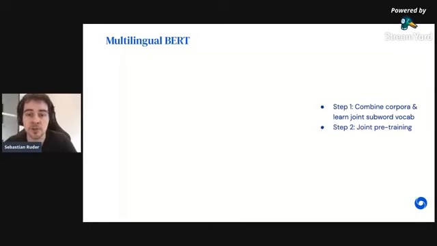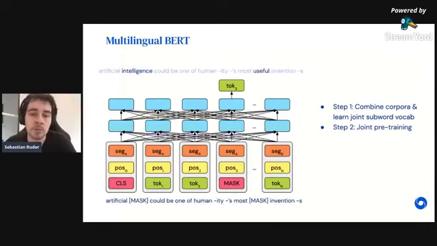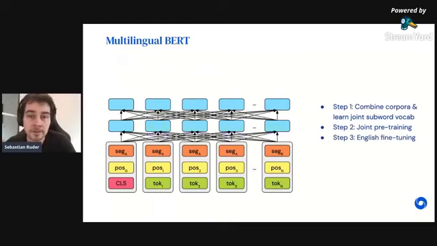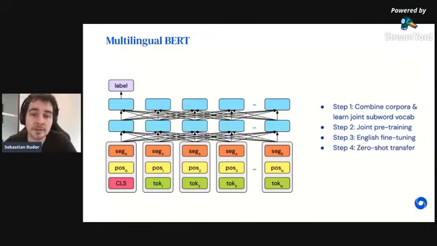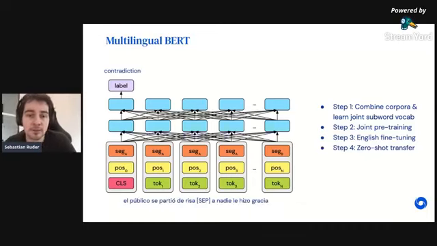Now, having this shared vocabulary, we can similarly pre-train our model with masked language modeling on data of English and other languages such as Spanish here. And then, as we've seen before, given that we've now learned some multilingual representations in this model, we can fine-tune it on data in English of a target task and then apply it to data of the same task in a different language via zero-shot transfer.